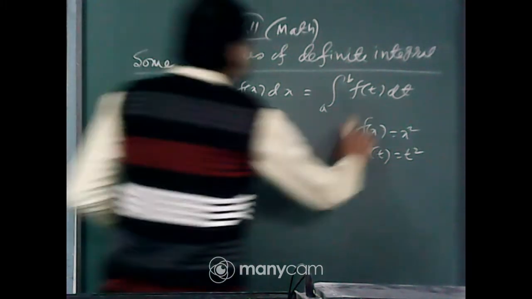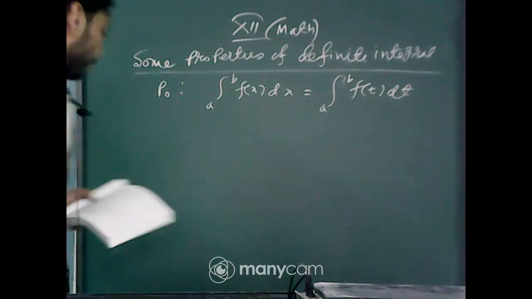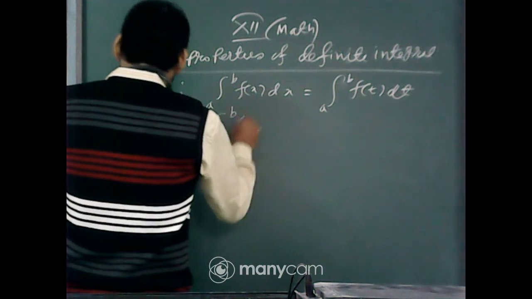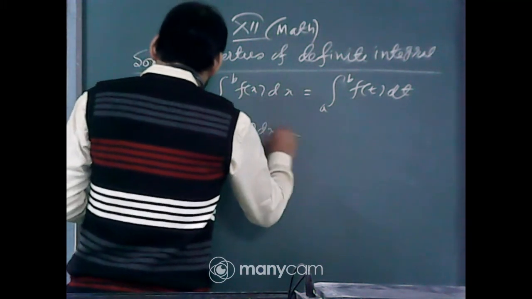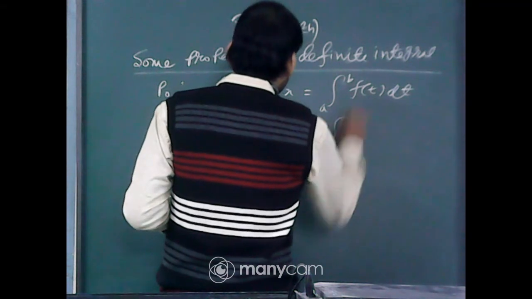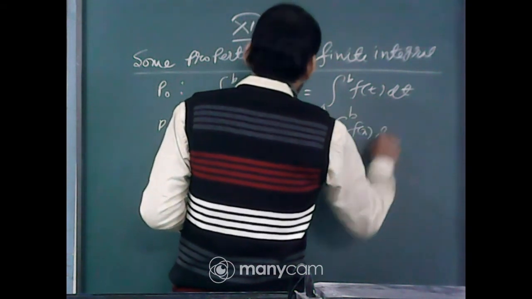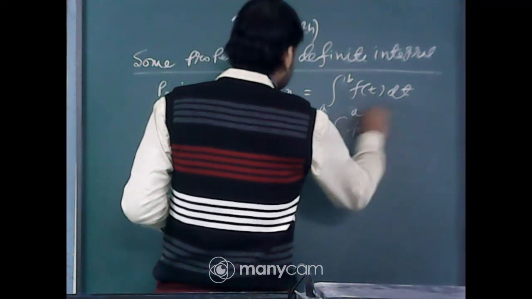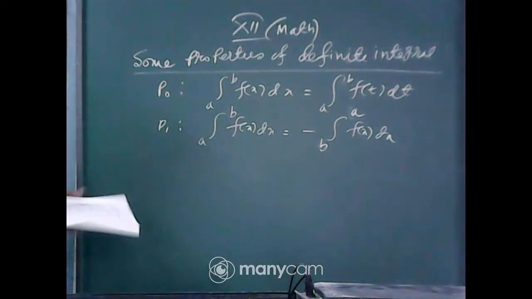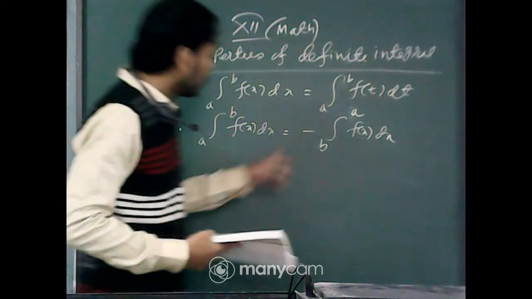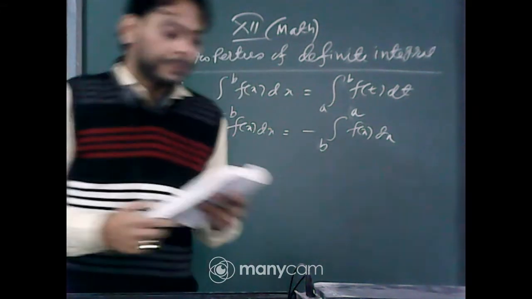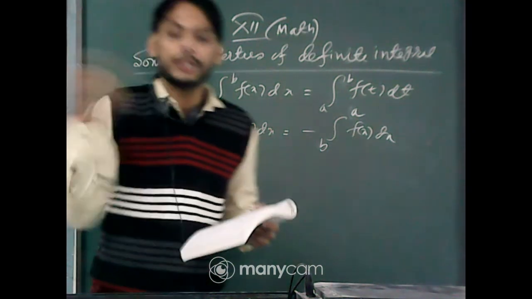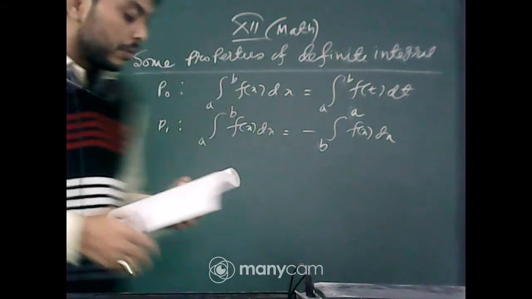The next one, that is P1. Integration a to b f(x) dx equals minus integration a to b f(x) dx. Sorry, it will be minus integration b to a f(x) dx. That means when the upper and lower limits are interchanged, there will be a minus. And in particular, integration a to a f(x) dx equals 0. That means whenever the upper and lower limits are the same, the value of the definite integral will give you 0.